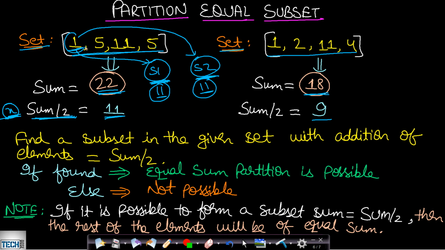If you pick, let's say, this 1, 5 and this 5, then the sum value will obviously be coming as 11, and let's say your subset 1 is 1, 5, 5.